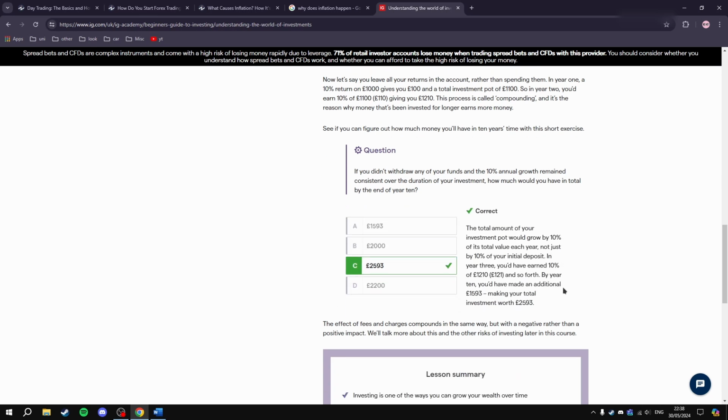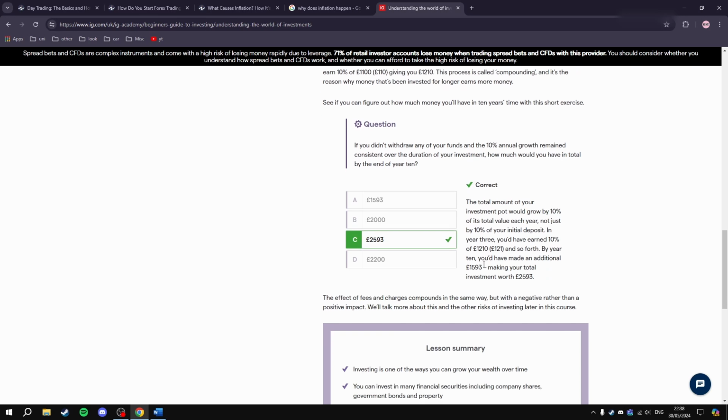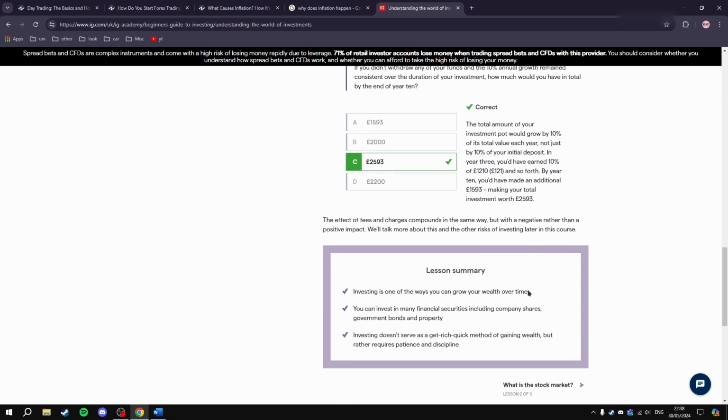The total amount of your investment pot will grow by 10% of its total value each year, not just 10% of your initial deposit. In year 3, you would earn 10% of 1,210, £121, and so forth. By year 10, you'd have made an additional 1,593, making your total investments worth 2,593. The effect of fees and charges compounds in the same way, but with a negative rather than a positive impact. We'll talk more about this and other risks of investing later in this course.